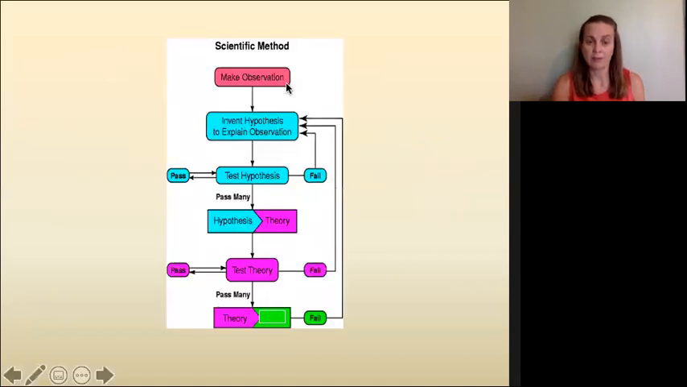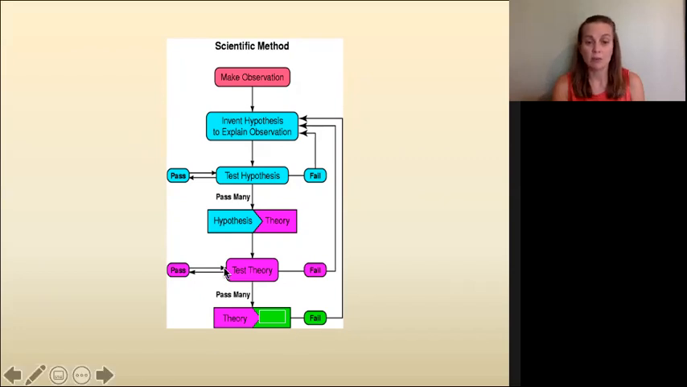We're going to make that observation. We're going to come up with a hypothesis. We're going to test our hypothesis. If our hypothesis fails, we're going to come up with a new hypothesis and we're going to test it again. If it passes, we're going to keep testing it. If it passes after being tested many, many times, it can become what we call a scientific theory.